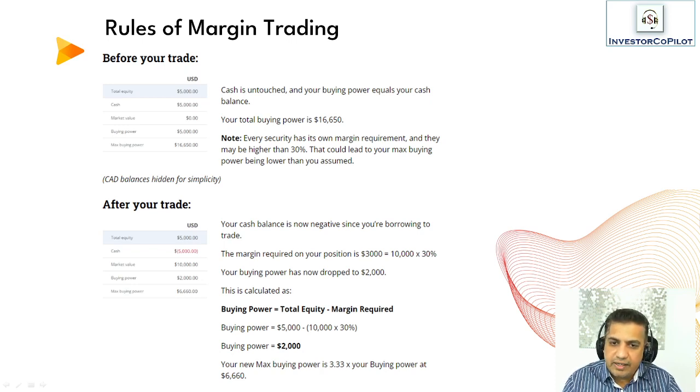Let's say they make a trade. They purchase securities worth $10,000, and the margin requirement, or MR, is set at 30% for this security. That will result in the margin required on your position being $3,000 and the buying power reducing to $2,000 from 5,000, right? So margin is deducted from their buying power. Cash is negative, obviously. So as you can see, all the calculations, max buying power turns out to be 6,660 for this example. So this is a very basic, simple scenario that you can look at.